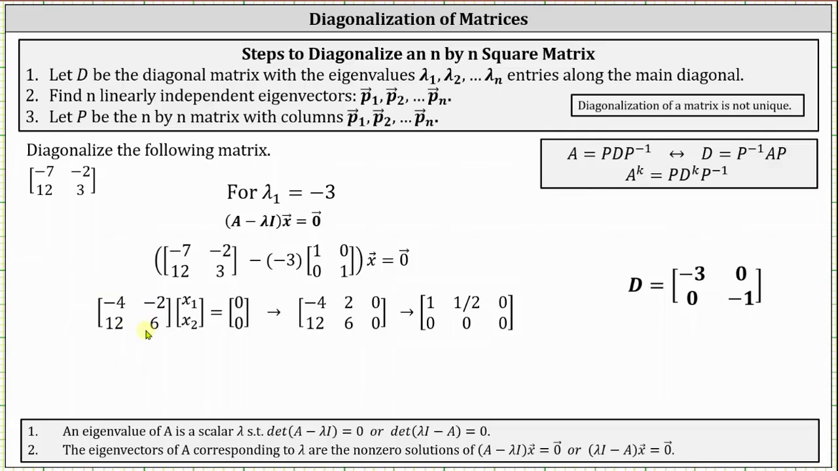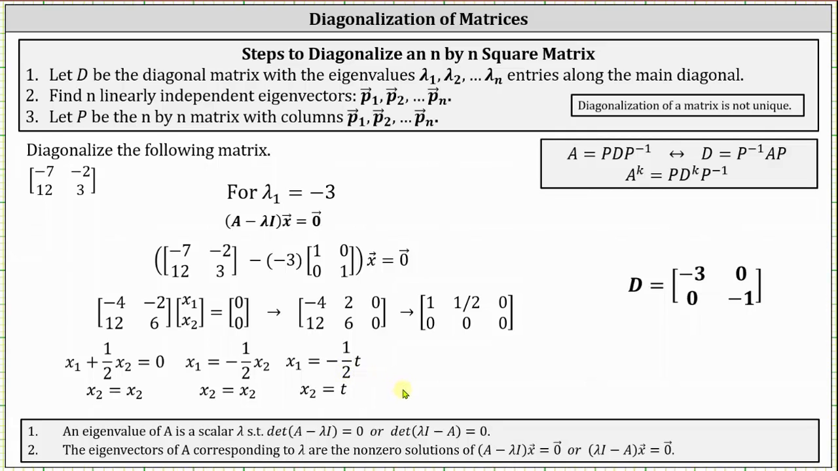Let's verify this coefficient matrix. The first entry is negative 7 plus 3 times 1, which is negative 4. And then we have negative 2 plus 3 times 0. In row 2, we have 12 plus 3 times 0, and then 3 plus 3 times 1, which gives us 6. And then we have the augmented matrix, also written in reduced row echelon form. The first row indicates x1 plus 1 half x2 equals 0. x2 is a free variable, so we have x2 equals x2. To parameterize the solution, let's let x2 equal t, and therefore x1 is equal to negative 1 half t.